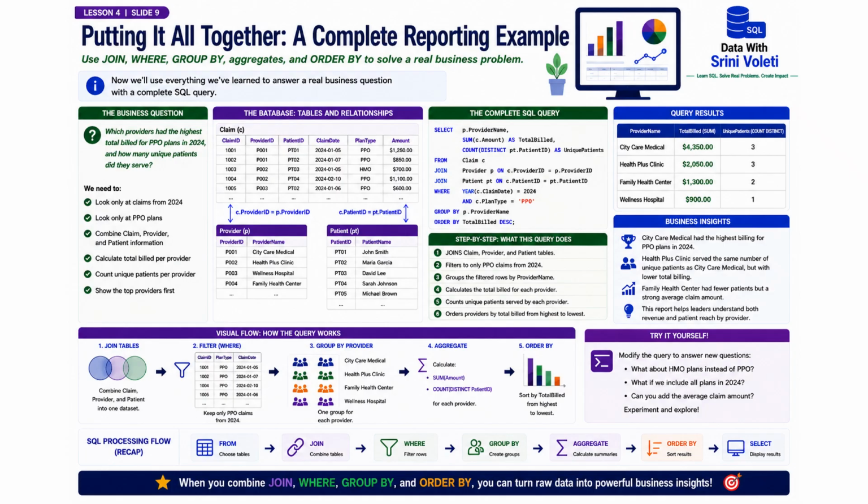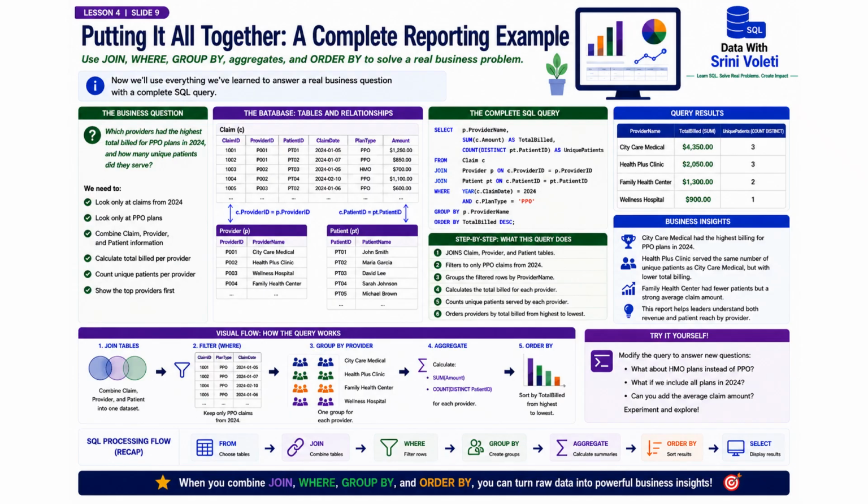Notice how much information this question contains. We only want claims from 2024. We only want PPO plans. We need provider names. We need billing totals. We need the number of unique patients, not the number of claims. And finally, we want the providers ranked from the highest billing to lowest. This is exactly the type of report executives ask for almost every day.